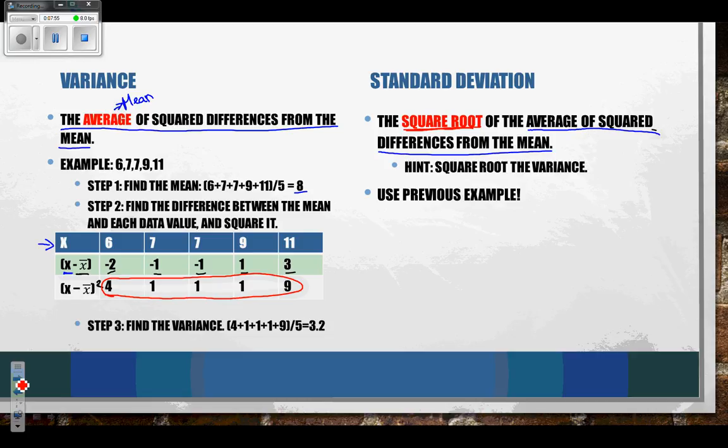So once we find the variance, to find the standard deviation, all I'm going to do is take the square root of the variance. So let's use the previous example. We found out that the variance was 3.2. All we're going to do to find the standard deviation is take the square root of 3.2, which gives us 1.8. So for this example, our standard deviation is 1.8, while our variance is 3.2.